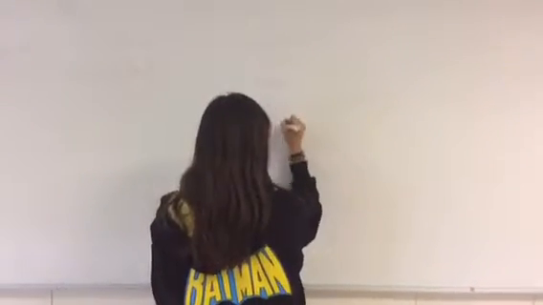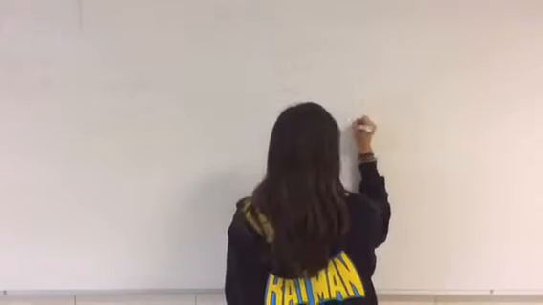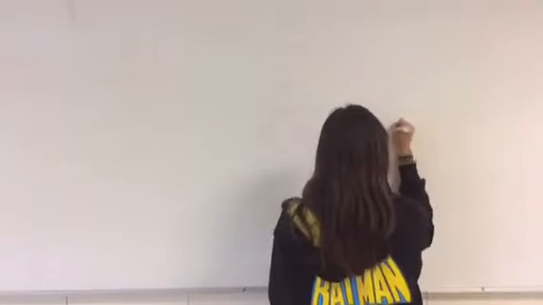The latus rectum, we get it from 2b squared over a. We replace b squared with 9. And now we get 18 over 4, it's equal to 4.5.